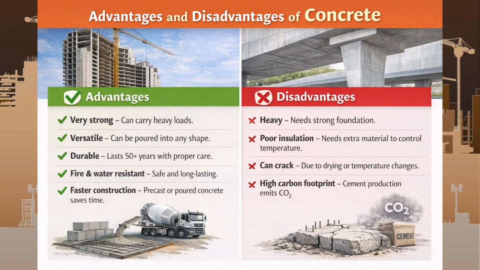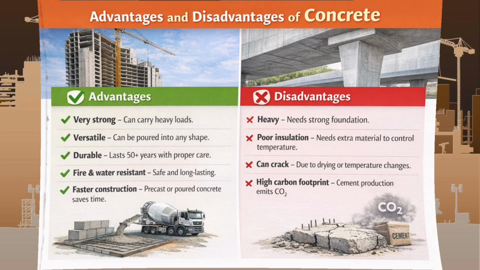There are also disadvantages of using concrete. It is heavy, which means the structure needs a strong foundation to support it. It also provides poor insulation and requires extra materials to control temperature within a building. Third, it can crack due to drying or changes in temperature. Lastly, it has a high carbon footprint as cement production emits a significant amount of CO2, that is, carbon dioxide.